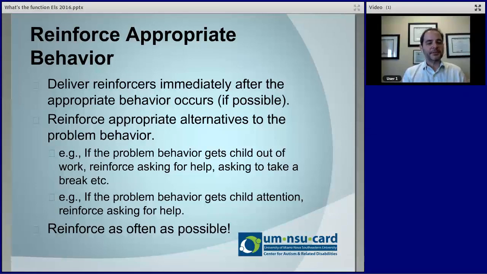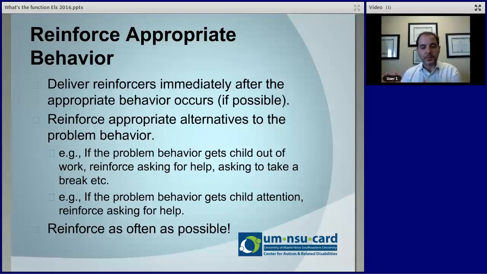So when you are reinforcing appropriate behavior, you want to deliver that reinforcer immediately after the behavior occurs. And what you really want to be focused on is reinforcing appropriate alternatives to that problem behavior. So if the problem behavior gets the child out of work, then reinforce asking for help or asking for a break.